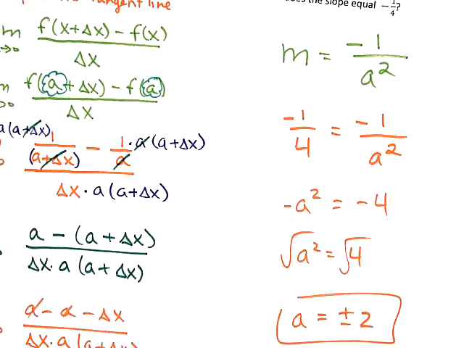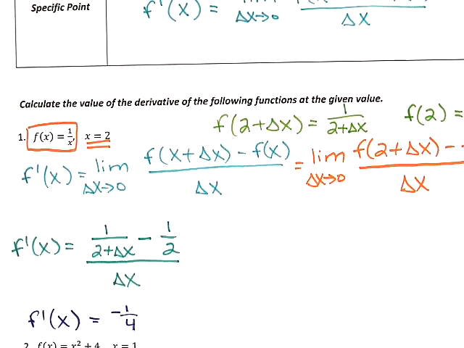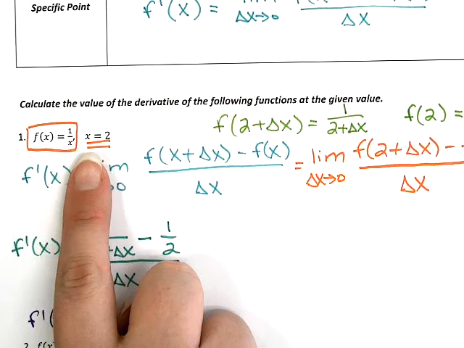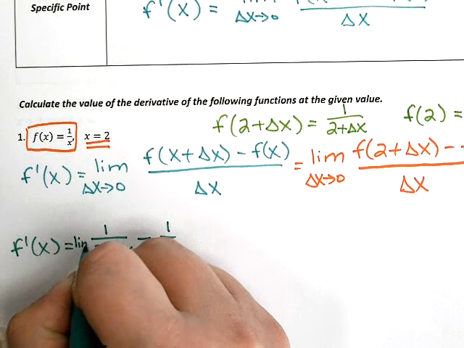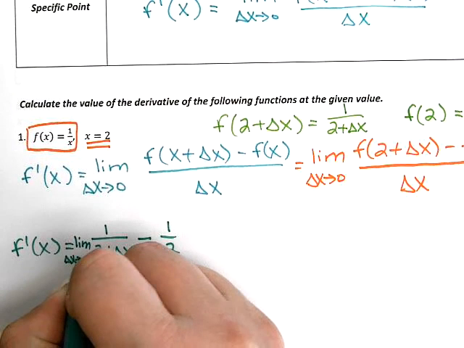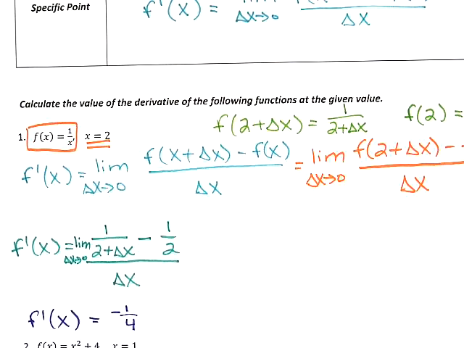Look at the problem you're looking at right now. Same function, and I'm asking you at x equals 2. So when you perform all the necessary algebra here, you should get down to, ooh, Miss J, you forgot your limit notation here. Limit as delta x approaches 0. Sorry. Once you do all of the algebra and then plug in your value for your limit, you should get negative 1/4.